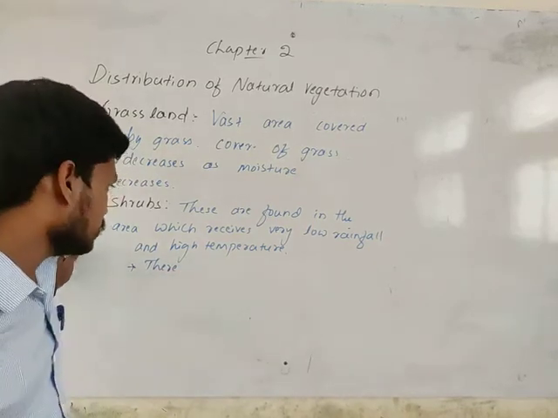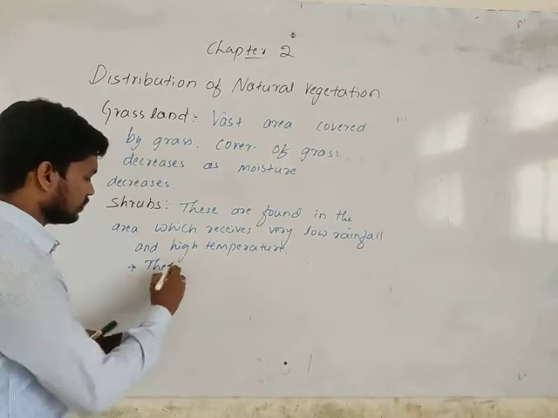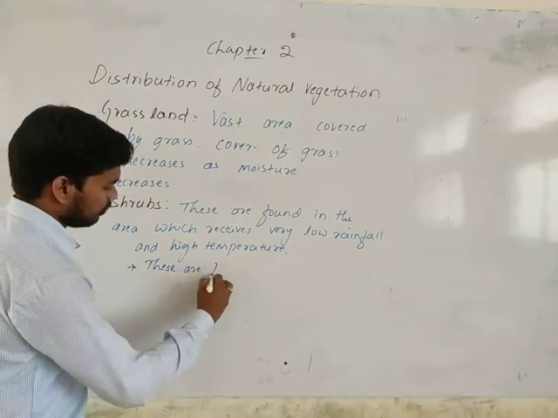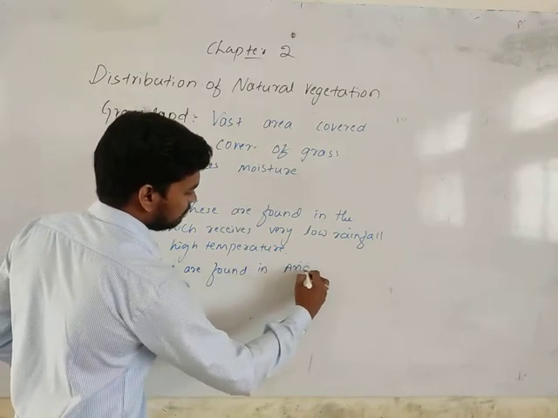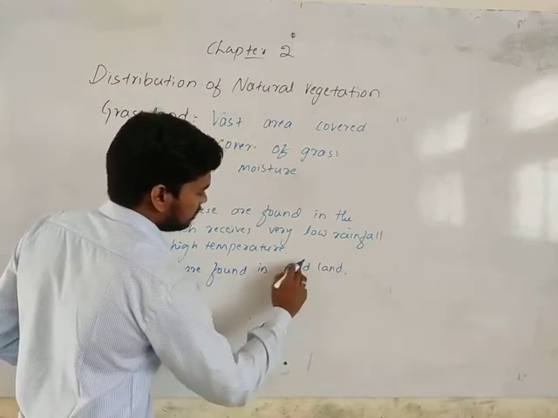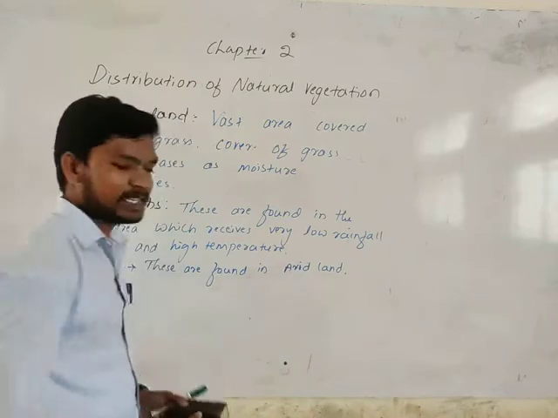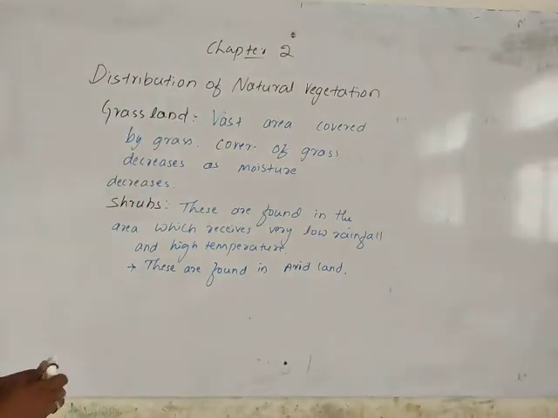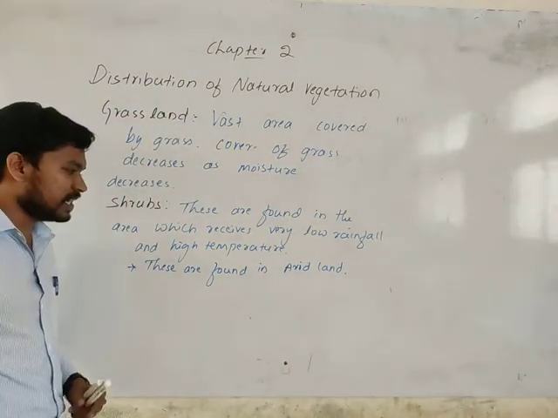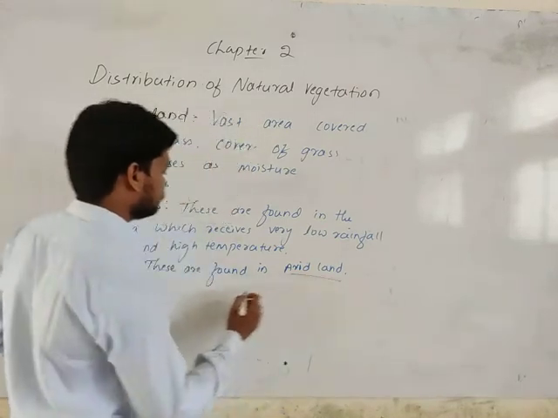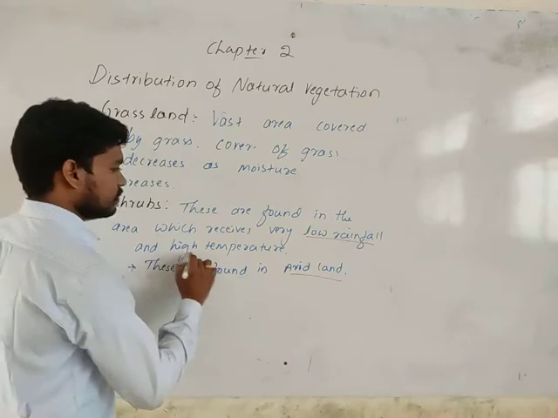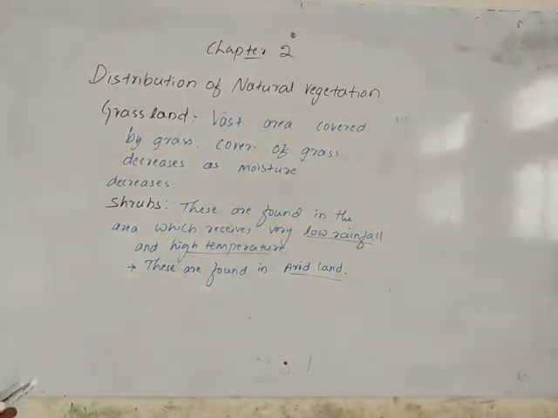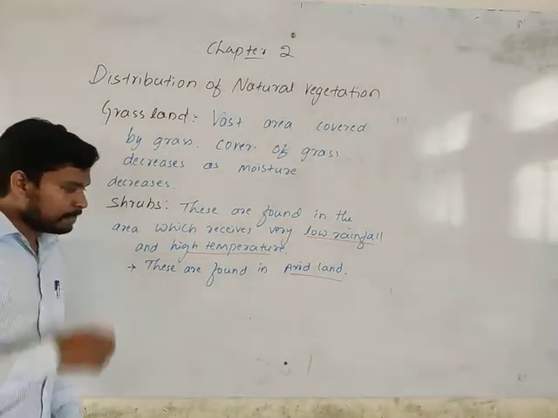So these are found in arid land. Arid means dry land. Arid is nothing but dry. This growth of plants is found in the arid land, dry land, and like places which receive very low rainfall and very high temperature.